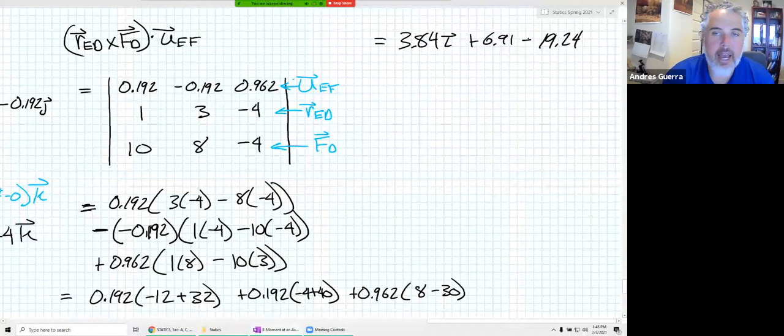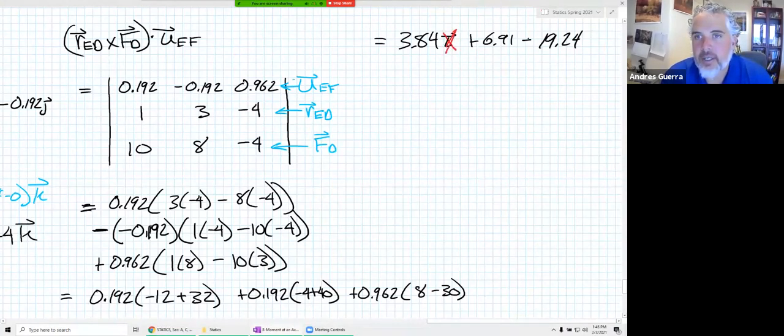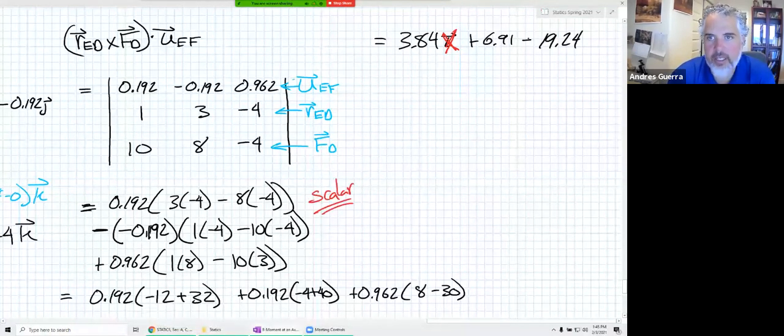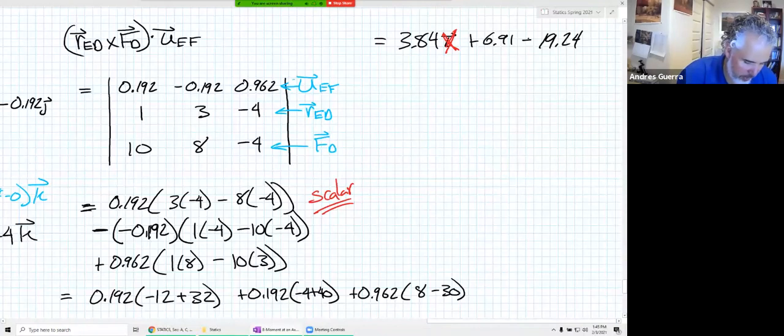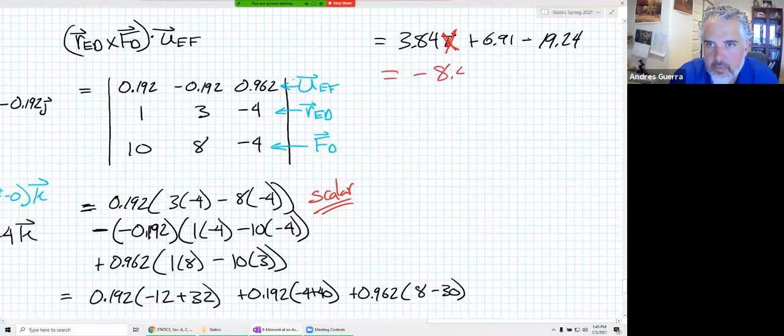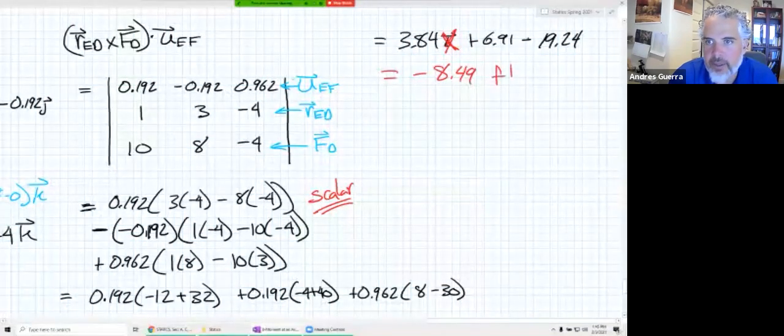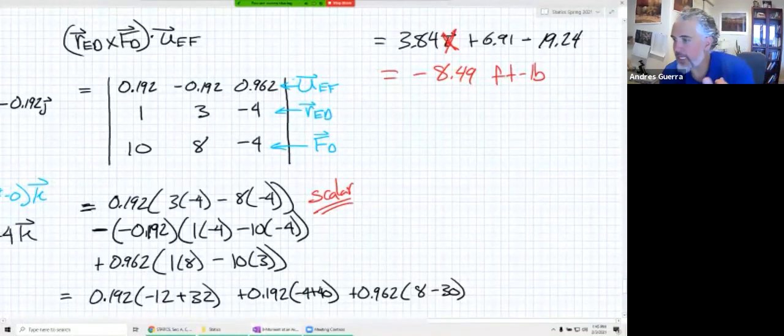Now, I need to correct something again. This is Correction Wednesday apparently. These are not i, j's, and k's, right? This is a scalar. All this stuff over here is a scalar. So this is just going to give us a magnitude, and maybe that's what somebody had originally posted, because if we take the 3.84 plus a 6.91 minus 19.24, we get a negative 8.49. And that's foot-pounds. Because remember, we get a scalar out of this.